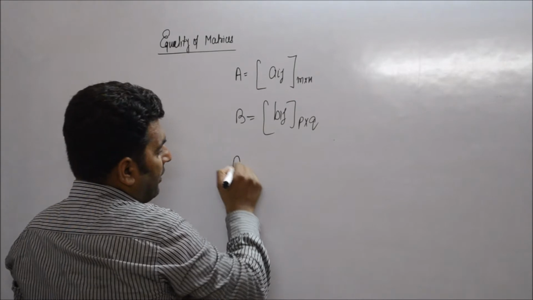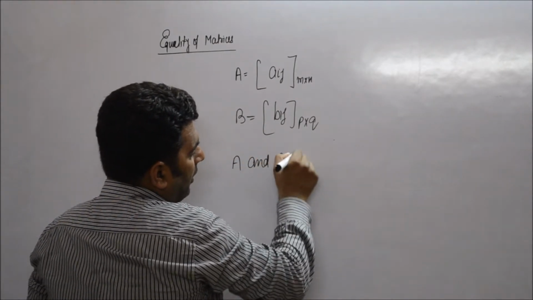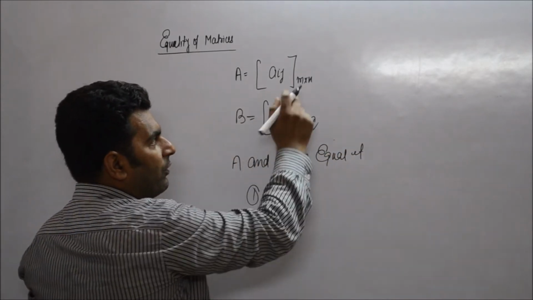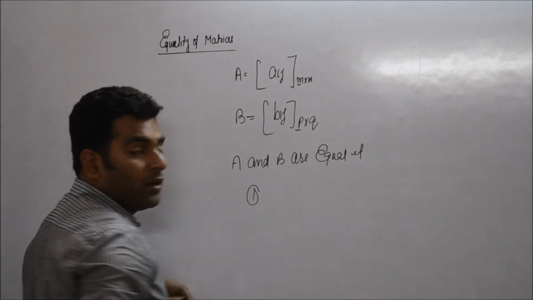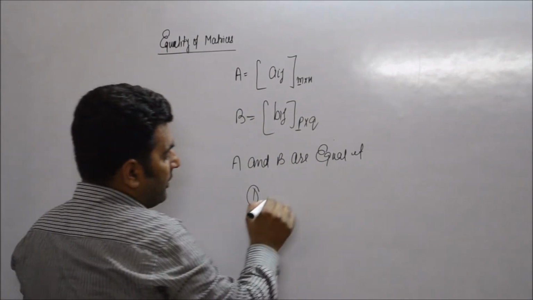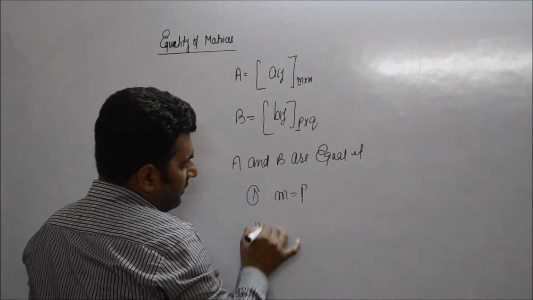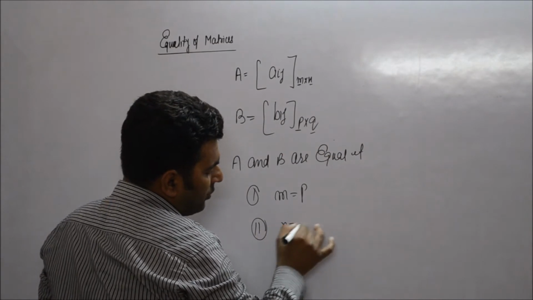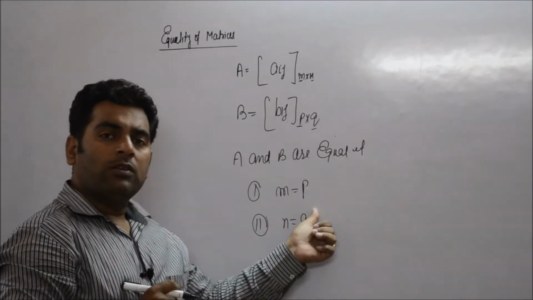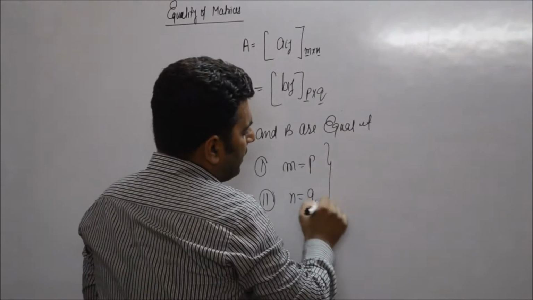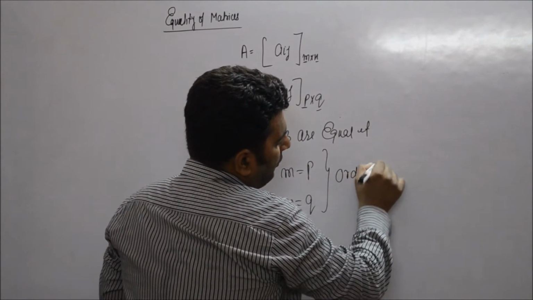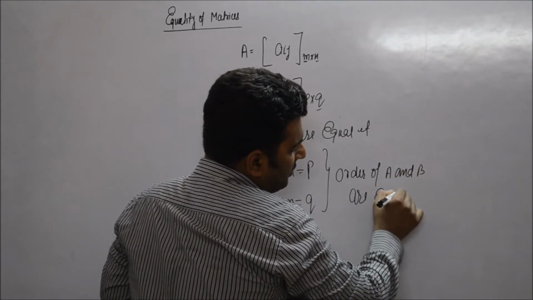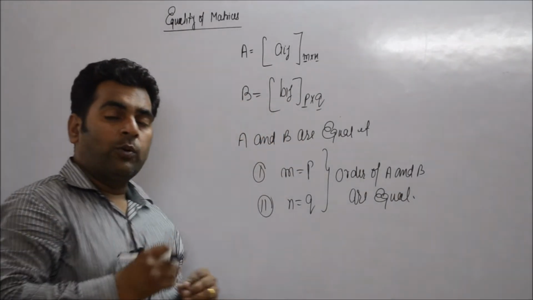So we can say matrices A and B are equal if, number one, the number of rows in the first matrix equals the number of rows in the second matrix. That means m equals p. Second, the number of columns in the first equals the number of columns in the second, that means n equals q. If rows are equal and columns are equal, then obviously I can say the orders of A and B are equal. So this is the first demand of equality of matrices.